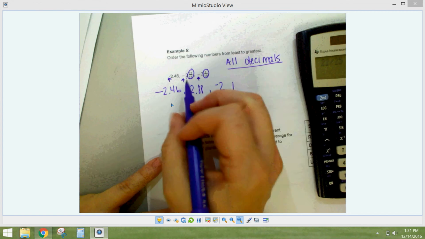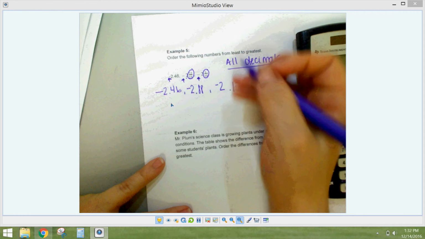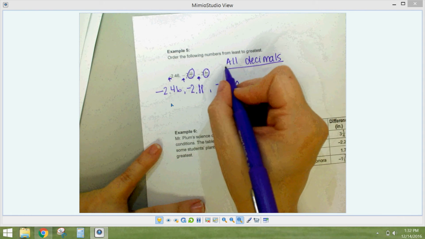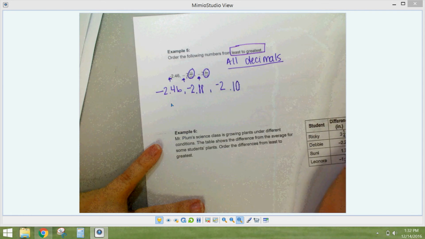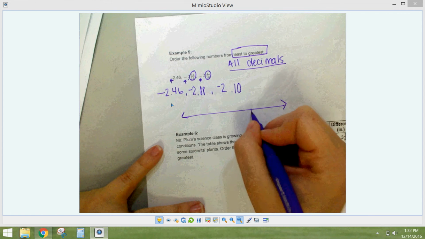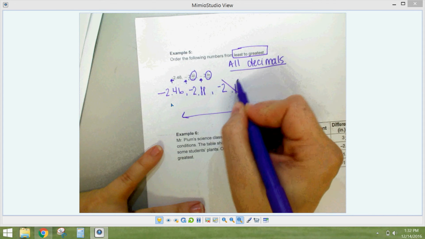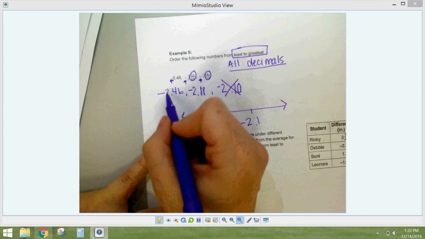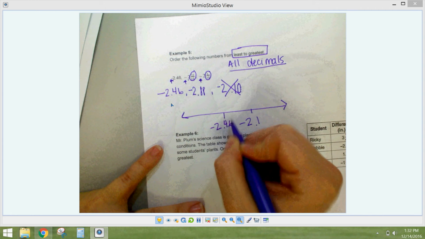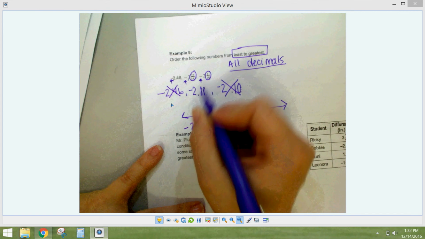So there's that. Personally, I'm just going to put in my 0 behind because it's easiest to compare when they all have the same amount of place value. Okay? So now I need to list them from least to greatest. Least to greatest. So first would be negative 2 and 1/10. I'm going to cross it out because I'm done. Then would be negative 2 and 46 hundredths. Then would be negative 2 and 88 hundredths.